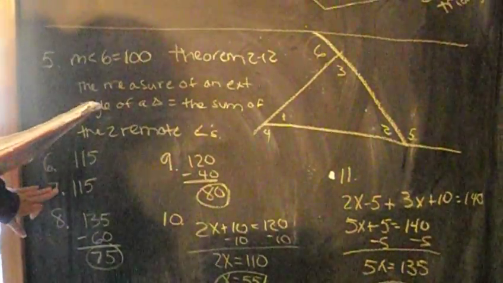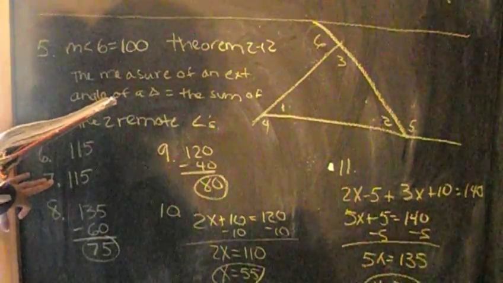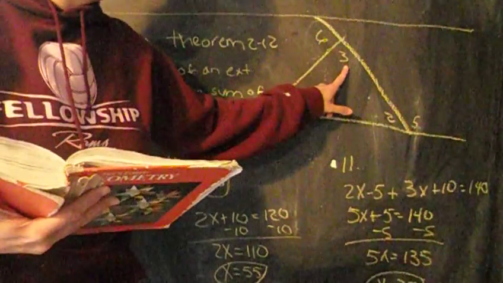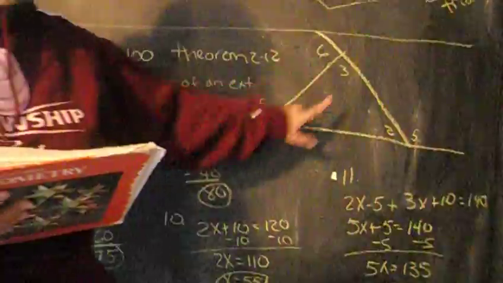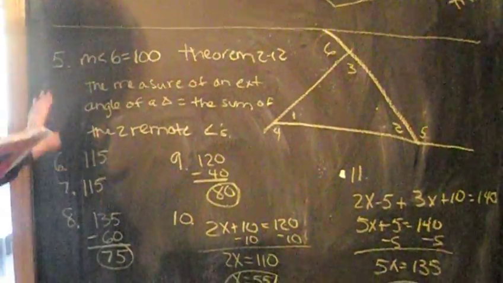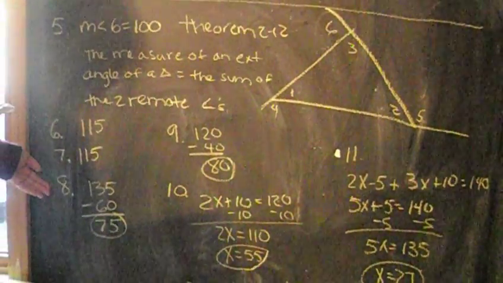Number 7 said angle 2 equals 50, 3 equals 65, then 4, so 2 and 3 are here, so 4 is the exterior. That is also going to be 115 because it adds to what these two equal. I'm not going to go through each one of these and explain them because I just explained them.